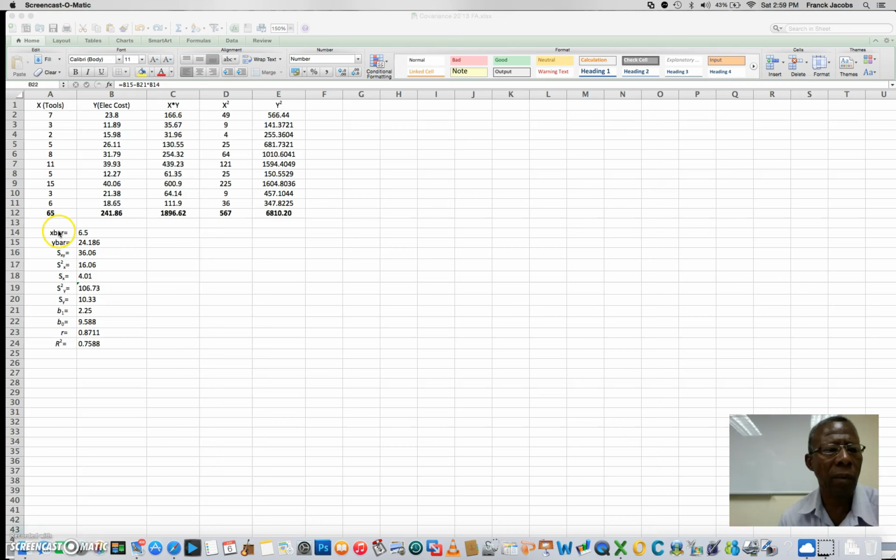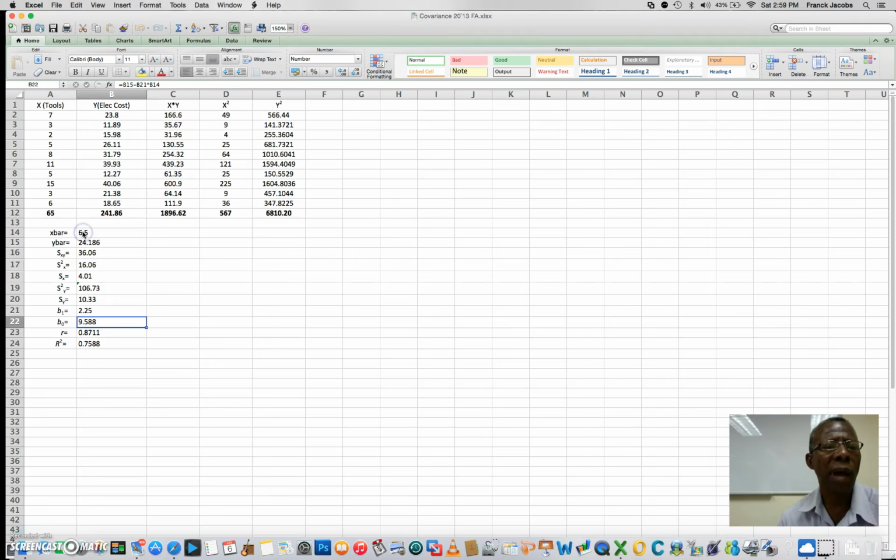Here we have x bar is equal to the sum of x divided by 10, which, when the result is placed in this cell, is 6.5. We do the same for y bar. Y bar is the sum of y, which is this total here, at cell address B12, divided by 10, and that gives you 24.186. That is the y bar.